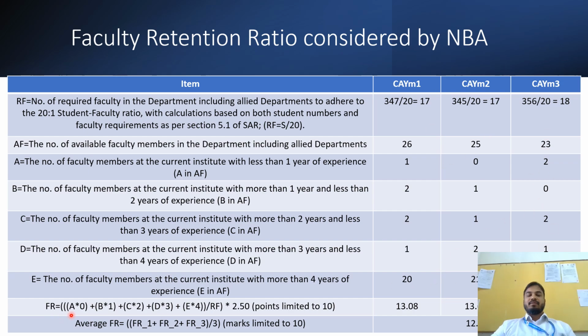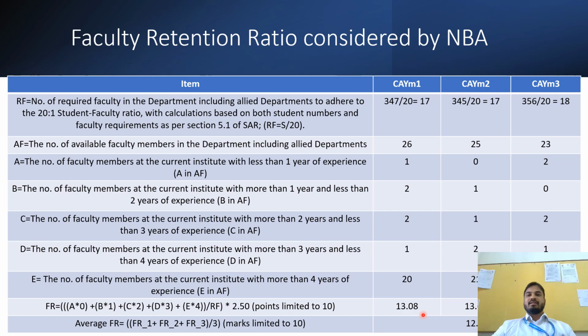This is a very simple formula that is given. A, the number of faculty having less than 1 year of experience, is multiplied by 0, so they will not be considered for retention. B, more than 1 and less than 2, is multiplied by 1, and C into 2, D into 3, and E, the maximum, is into 4. So the number of faculty having more than 4 years of experience is multiplied by 4. Summate all this and divide it by the required number of faculty, that is 17, and multiply that by 2.5, which is limited to a maximum of 10.